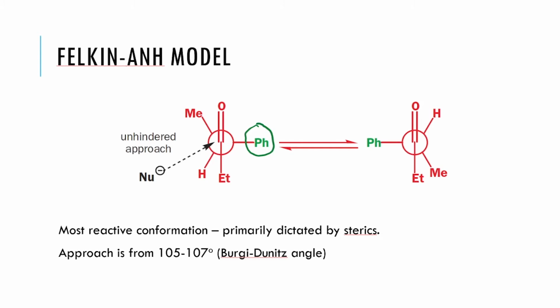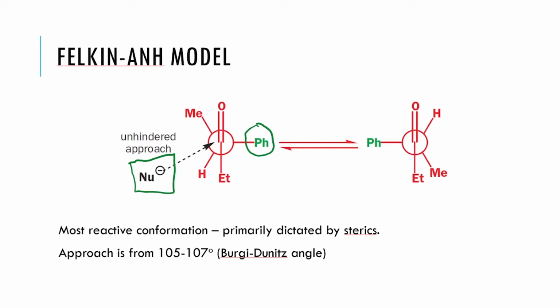Now if these are the most reactive conformers, then there are four approaches. The approach we looked at, from the Bürgi-Dunitz angle, was that the nucleophile would approach between 105 to 107 degrees. Of the four approaches, one is more favored. If you pick that one and draw the product that is formed, that will give you the major product. So it's a very good framework that helps us predict the outcome of the reaction.